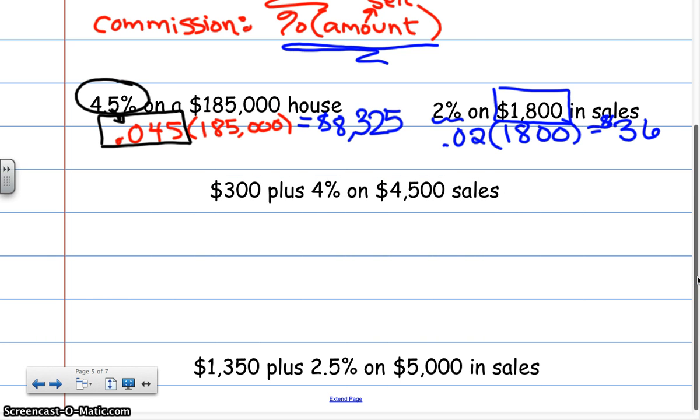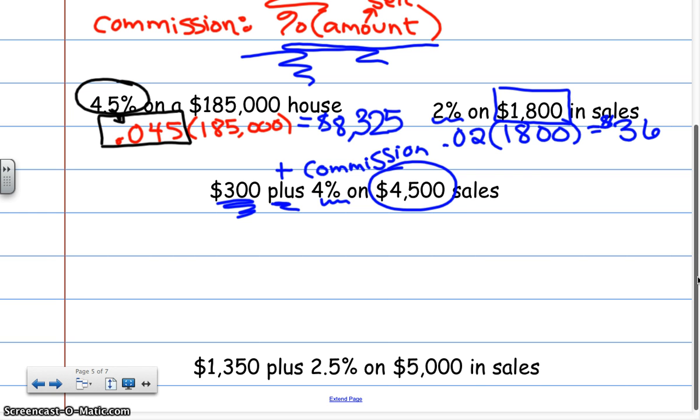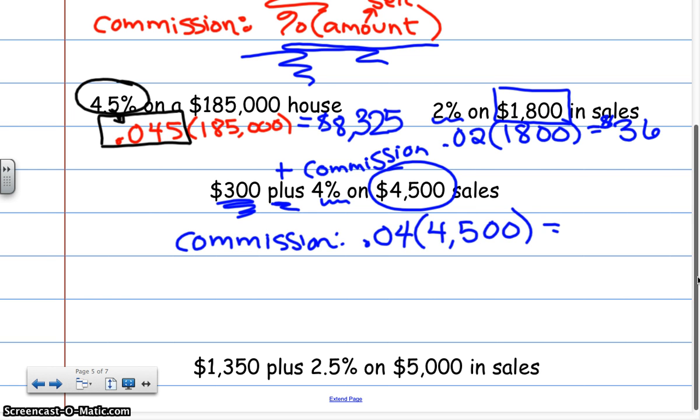Okay, here's something talking about base rate. A base rate means you get this no matter what. So here we're saying we get $300 plus we get 4% commission on $4,500 in sales. So I'm pretty much getting this plus my commission. And how we find commission, again, we do the percentage times the amount, our commission percent. So this is our commission. Is going to be 4%, that's 0.04, times 4,500. And that is equal, punching it into my calculator, $180. That's how much I made on commission.